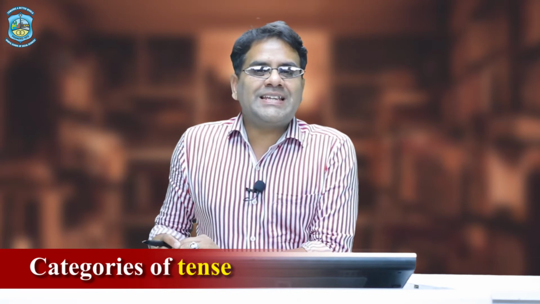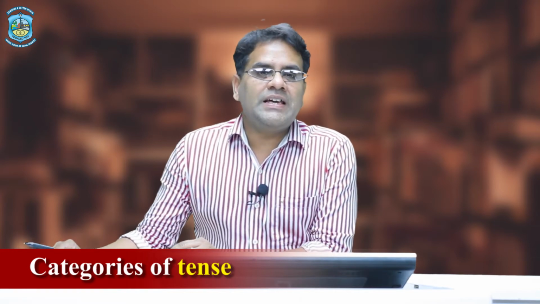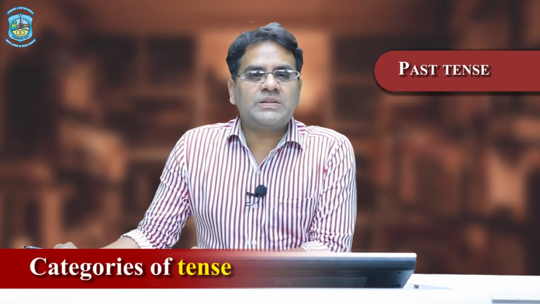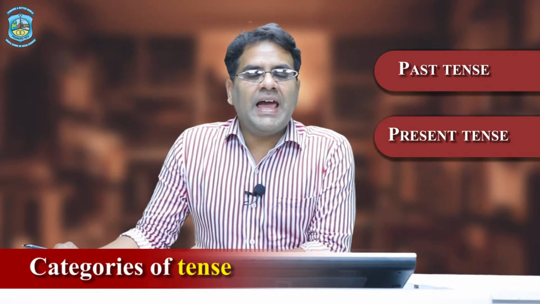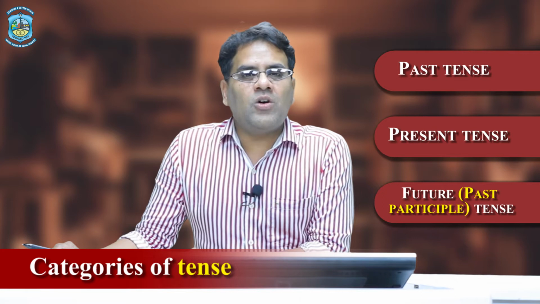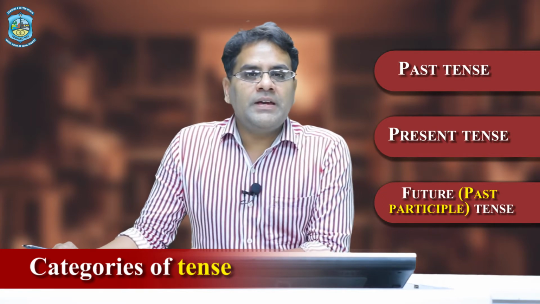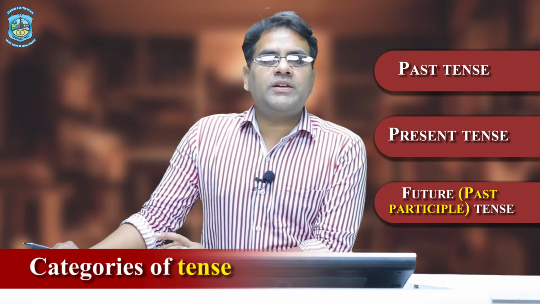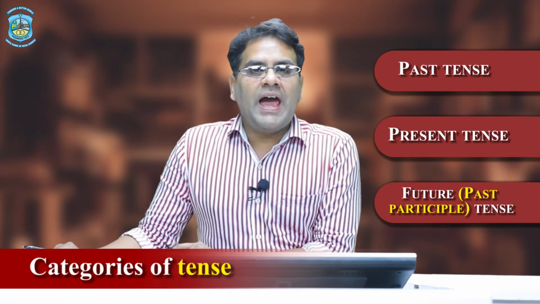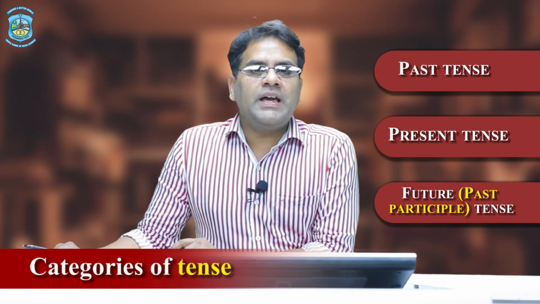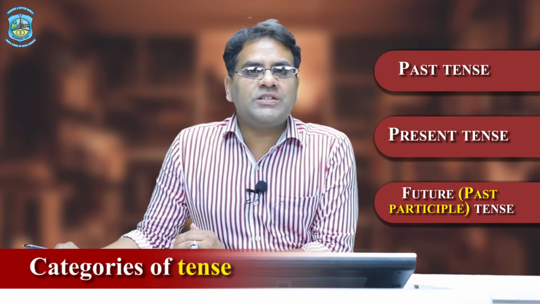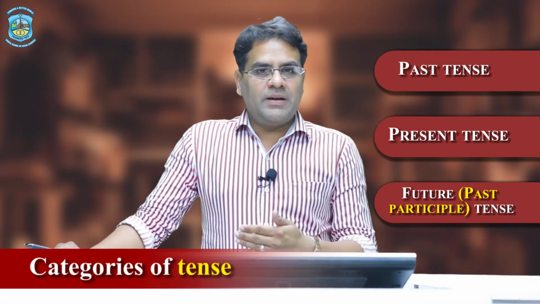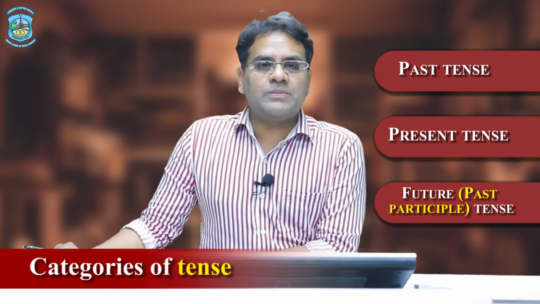Now, on the second slide before you, we are going to discuss the categories in which a tense form is taken. There are basically three categories of tenses. They are the past tense, the present tense, and the past participle or the future tense. These are the three core categories of tenses, and we are supposed to learn the different usages of the forms with these three tense forms.